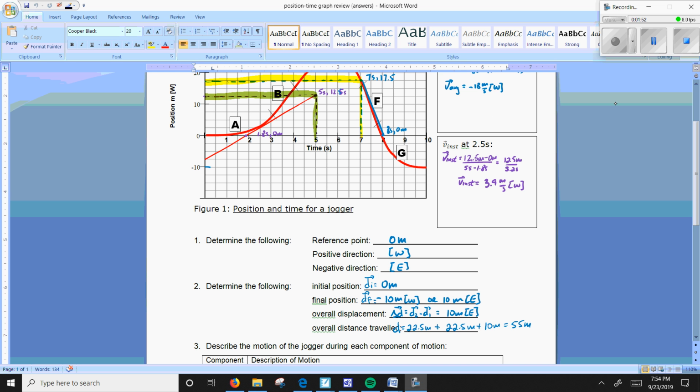And we just want to make sure that you have these questions in the correct format on your worksheet or your quiz. So make sure you use the correct symbol. So initial position DI, final position DF, overall displacement delta D with the arrow on top, and finally D, no arrow for the distance. Just double checking.